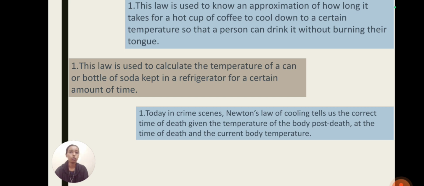This law is used to know an approximation of how long it takes for a hot cup of coffee to cool down to a certain temperature so that a person can drink it without burning their tongue. This law is used to calculate the temperature of a can or bottle of soda kept in a refrigerator for a certain amount of time. Today in crime scenes, Newton's law of cooling tells us the correct time of death given the temperature of the body post death and the time of death and the current body temperature.